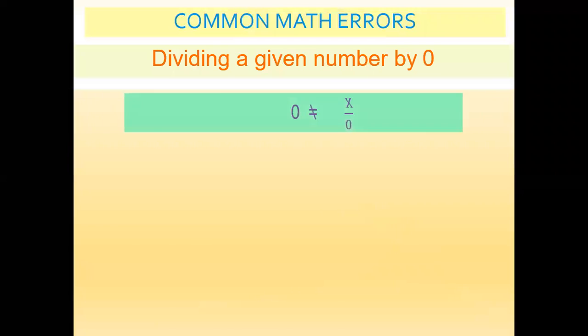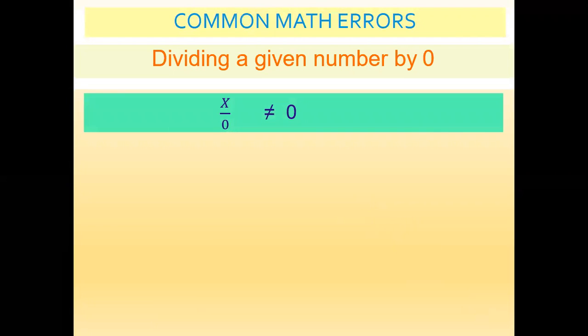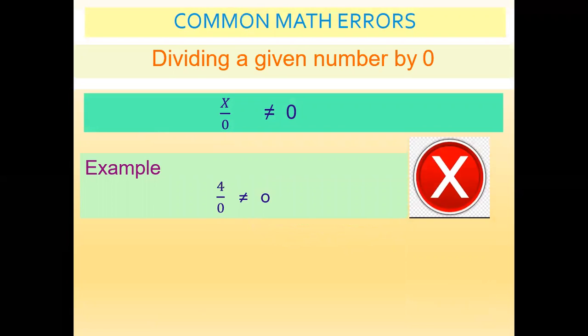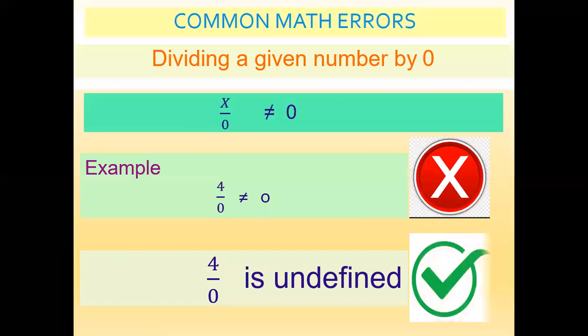Now, you need to understand that a number divided by 0, here we're using x to represent any given number, is not equal to 0. That's a common mistake that we might be making. Any number divided by 0 is not equal to 0. For example, 4 divided by 0 is not equal to 0. Instead, 4 divided by 0 is undefined. So we say that when you divide a number by 0, the answer is undefined.